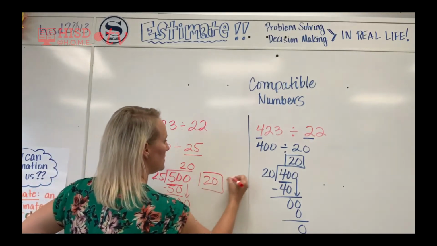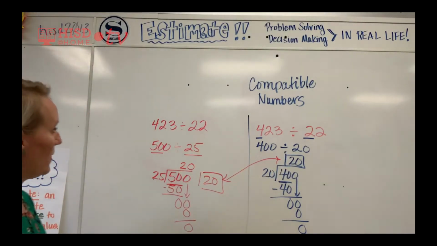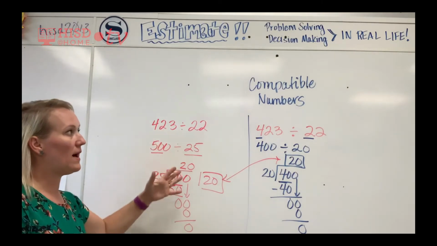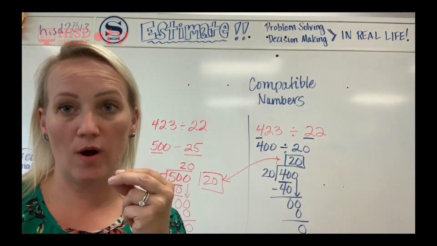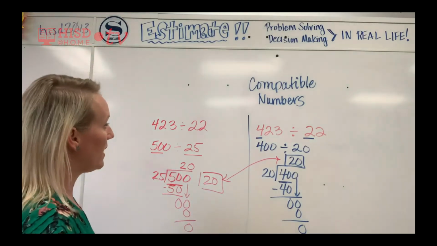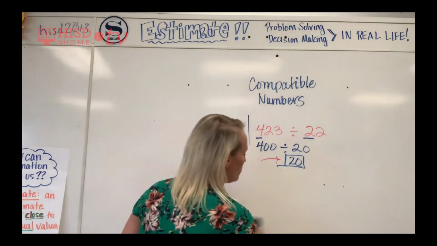But look how interesting this is. I got the same estimate using 2 different compatible numbers. It's just a matter of which 2 compatible numbers you see within that division problem or multiplication. So compatible numbers are very useful. And last but not least, the third way is rounding.